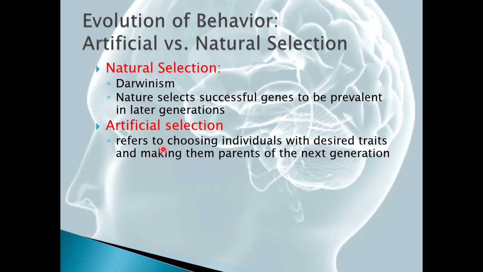where you choose individuals, again, with desired traits and make them the parents of the next generation. Thus, those desirable traits are more likely in the subsequent generation.